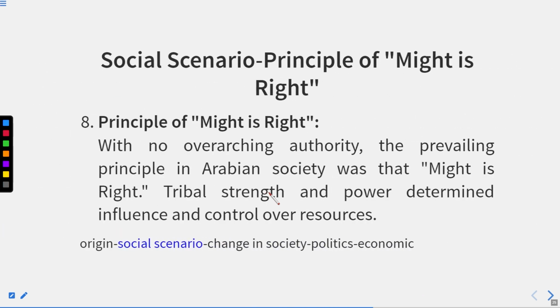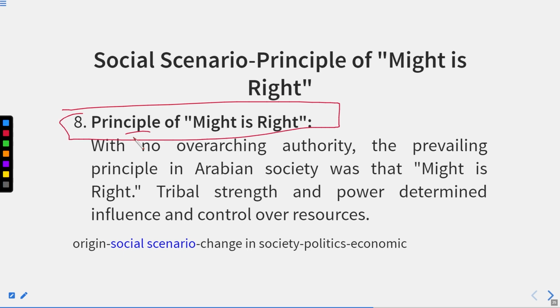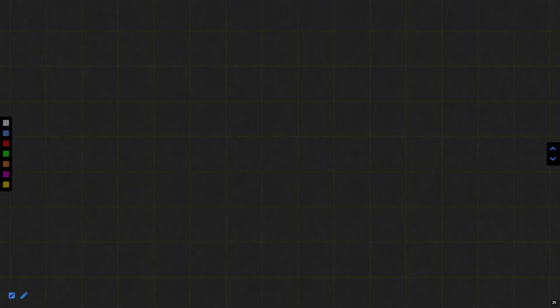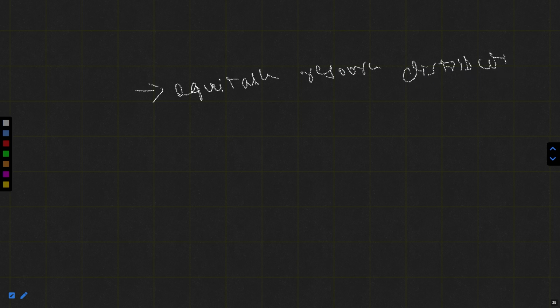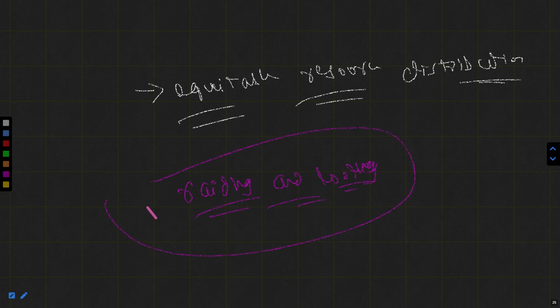Okay, then comes the principle of might is right. Okay, with no overarching authority, the prevailing principle in Arabian society was that might is right. Tribal strength and power determined influence and control over resources. It means there was nothing like equitable resource distribution, because there was a system of raiding and looting. Okay, it means that the more you raid, the more you loot, you will get the wealth.